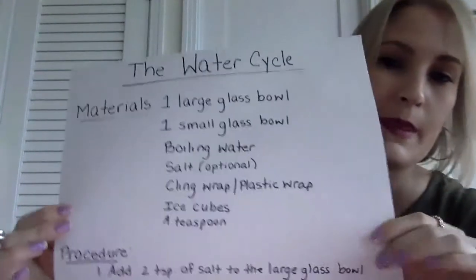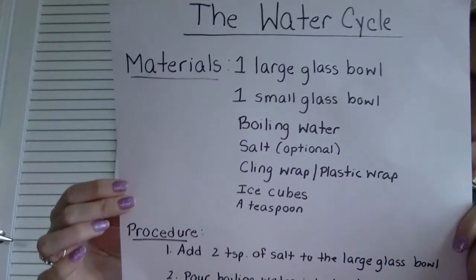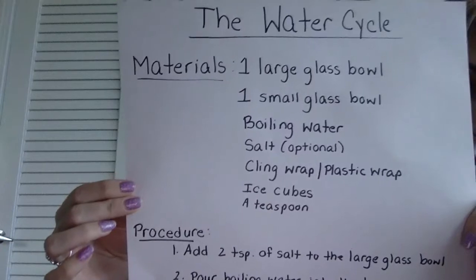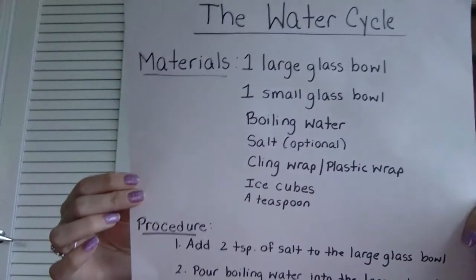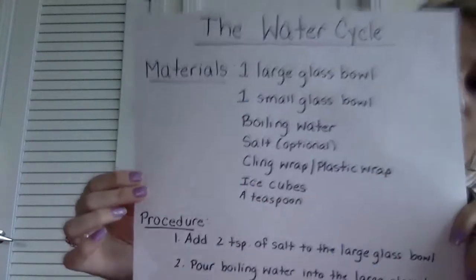Okay, so now we are going to do a science experiment to try to see the water cycle in action. So I'm going to hold up a piece of paper that's going to tell you the materials that you will need. Okay. So you can pause the video and go collect your materials. You'll need one large glass bowl, one small glass bowl, boiling water, so you definitely need an adult to help you with this, salt, plastic wrap, ice cubes, and a teaspoon. Okay, so you go get your stuff ready, and I'll meet you back in a minute. Here I am, and I have all of my materials.